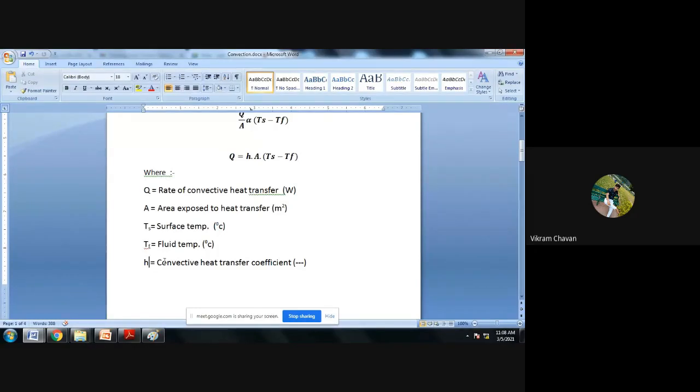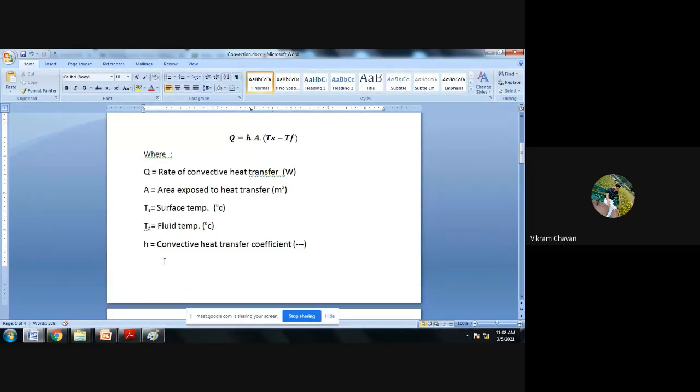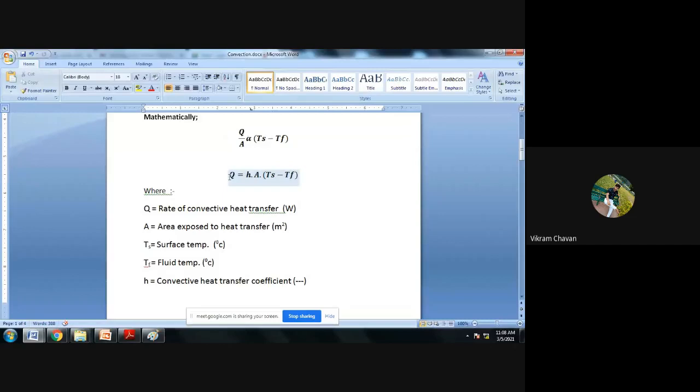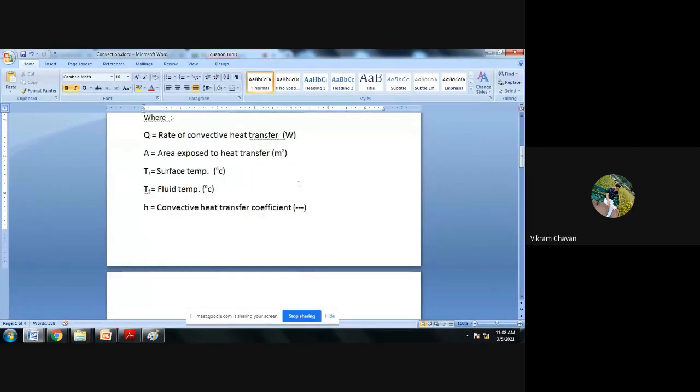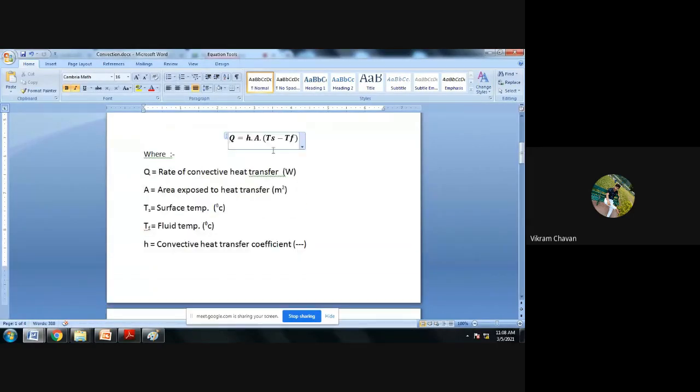Okay, that is convective heat transfer coefficient. For that purpose, once again we have to consider Newton's law of cooling equation: Q is equal to hA delta T, or hA multiplied by (Ts minus Tf). By considering the same equation, we are going to rearrange it in the form of h.